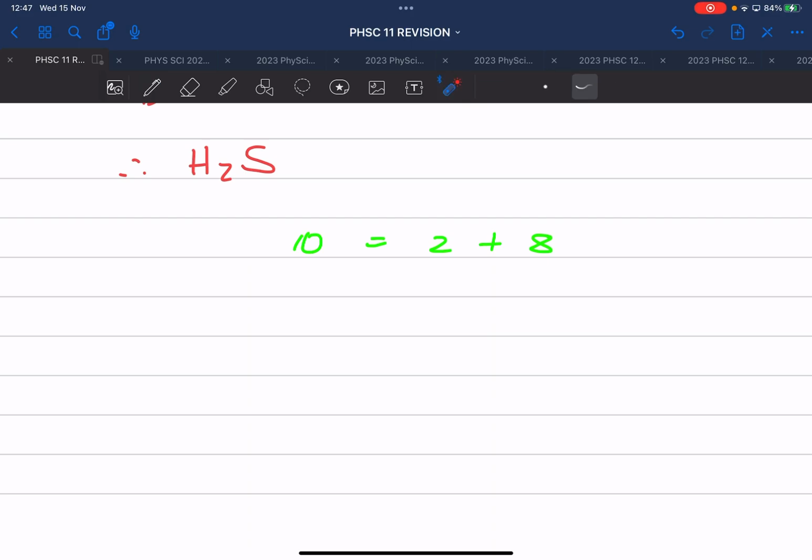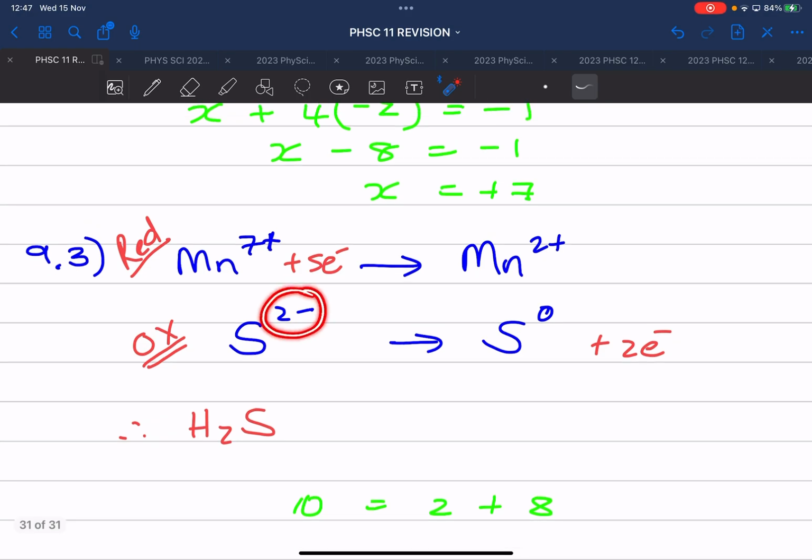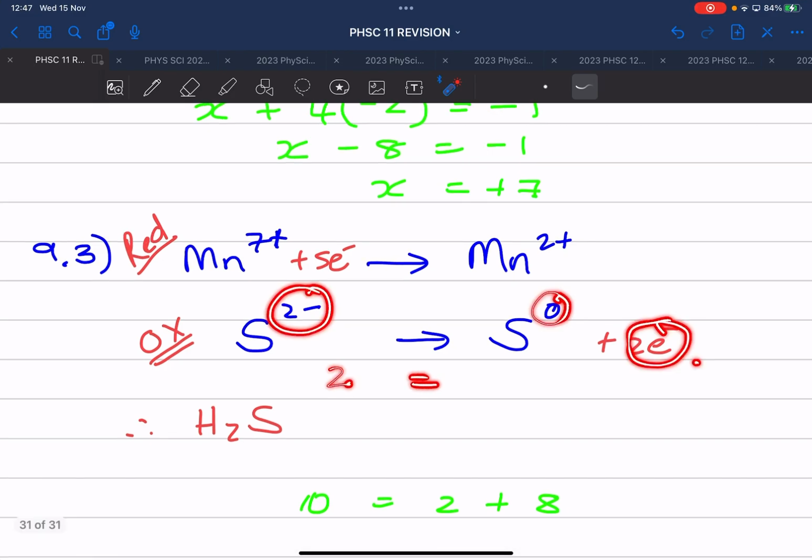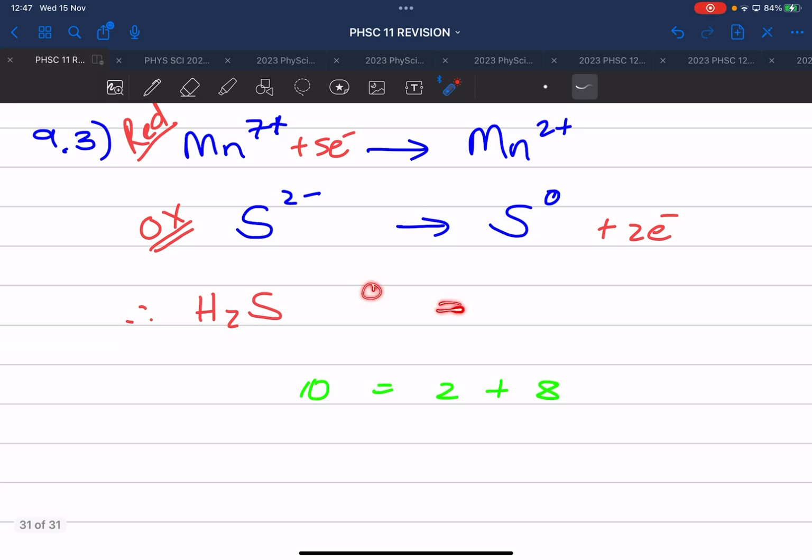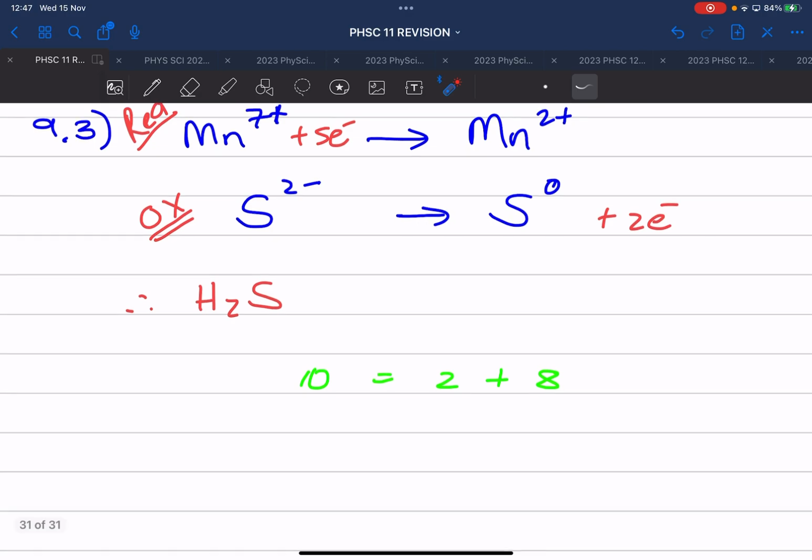Yes, because 10 is the same as 2 plus 8. Same thing here. Negative 2 is the same as 0 plus 2 negative things. So negative 2 is the same as negative 2. You can't have 0 is the same as negative 2 plus 2 negative things. Then it's 0 is equal to negative 4. Can't be the same.